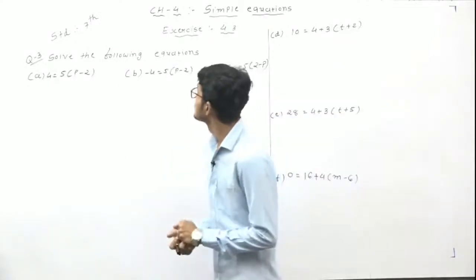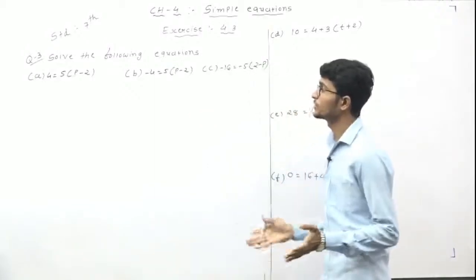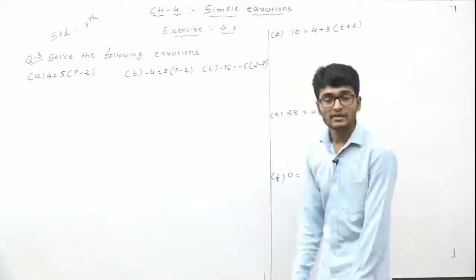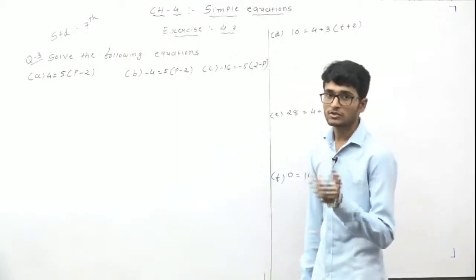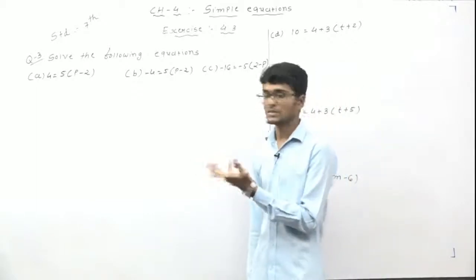Students, continue exercise 4.3, question number 3. Again, solve the following equation. See, all the equations are given with brackets. Given brackets means first step, remove the bracket. Okay, see the question number 2 types.